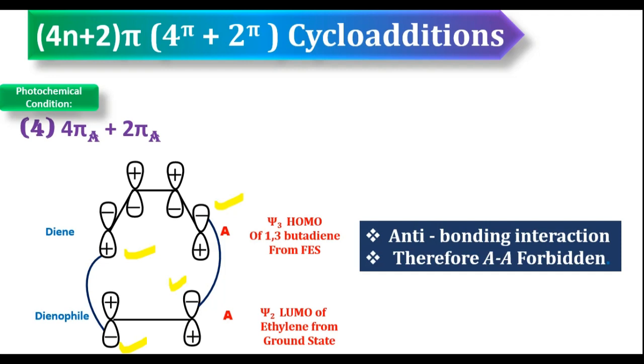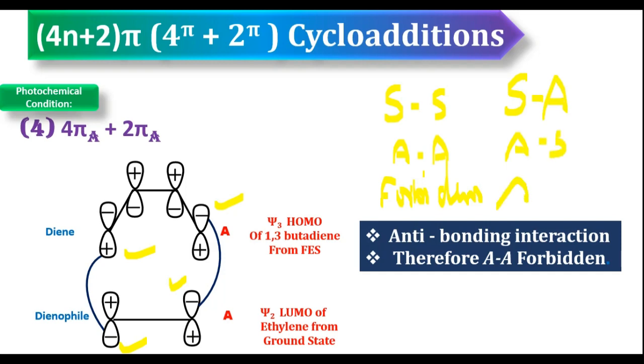So what is the final conclusion, friends? Supra supra and antra antra are forbidden under photochemical condition. So these are not going to take place. What is allowed? Supra antra and antra supra modes of addition are allowed under photochemical condition.